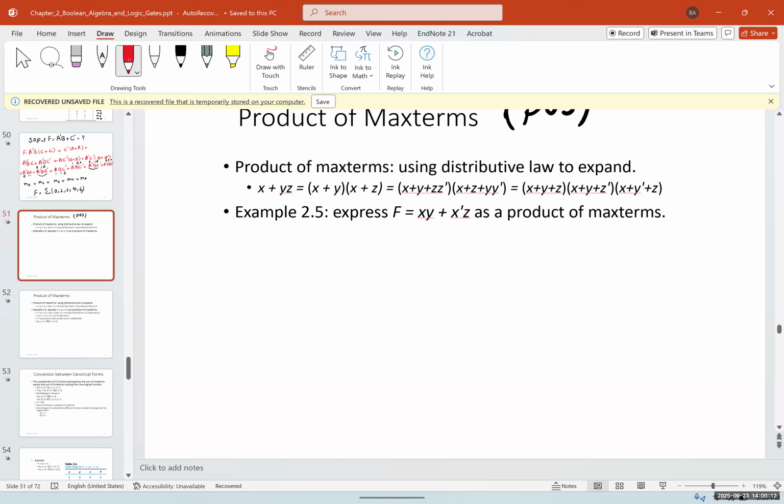Did anyone solve it, or do you want me to? Is it M0 times M2 times M4 times M5? Perfect. Yes, that is correct.